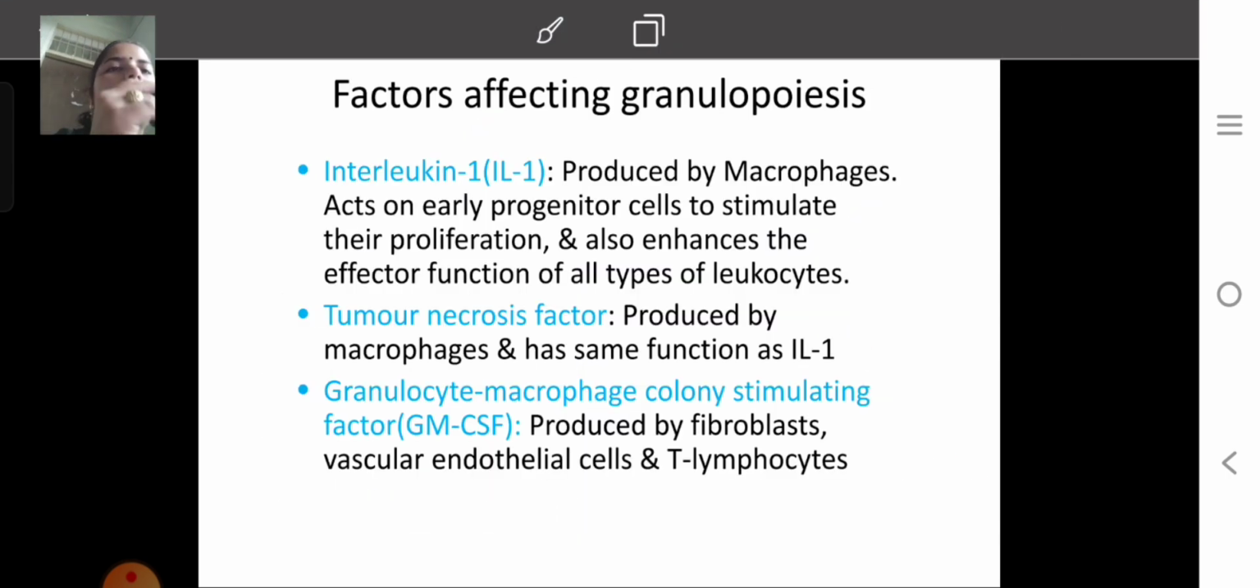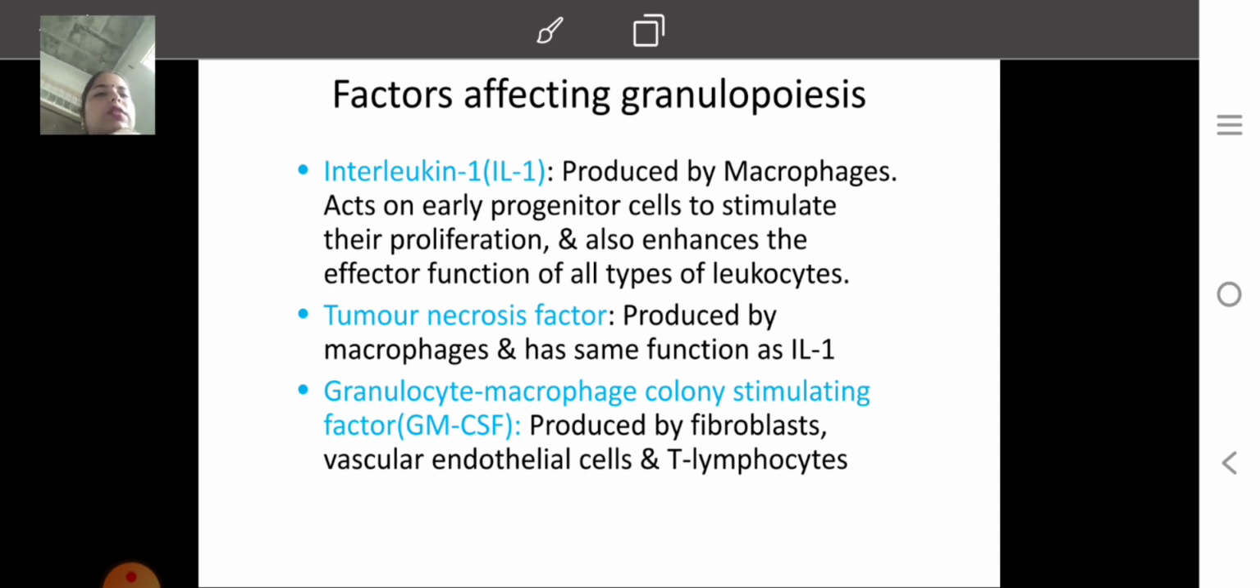Next is the factors affecting granulopoiesis. First is the interleukin IL-1 produced by the macrophage, which acts on the early progenitor cells to stimulate their proliferation and also enhances the effector function of all types of leukocytes. Tumor necrosis factor is produced by the macrophages and has the same function as the IL-1.